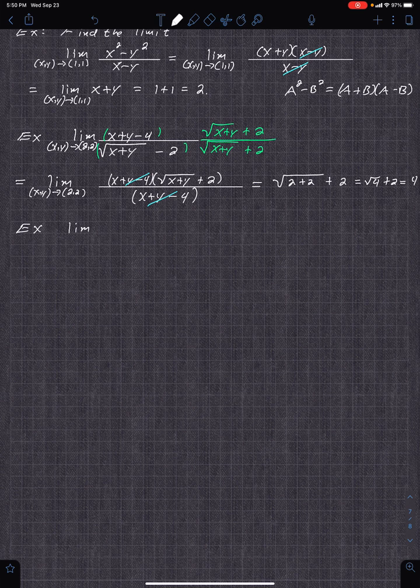The limit of x cubed minus x y squared all over x squared plus y squared as (x, y) approaches (0, 0). If you try to substitute in (0, 0), you're going to get indeterminate. Right? You still get 0 over 0 as an indeterminate.